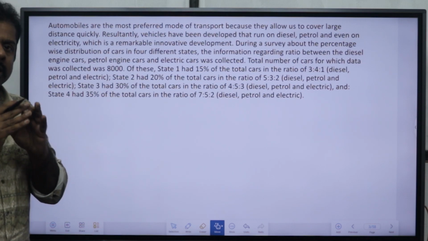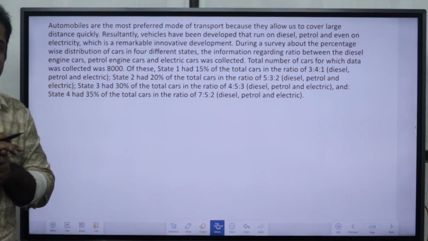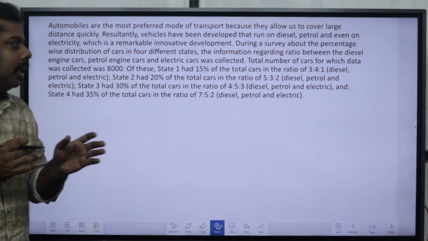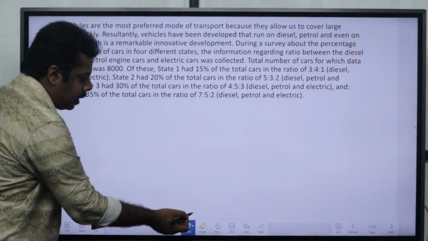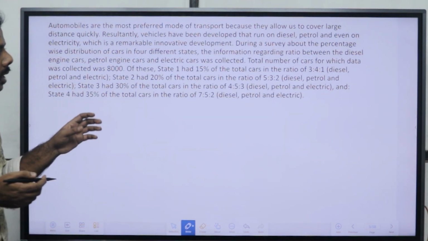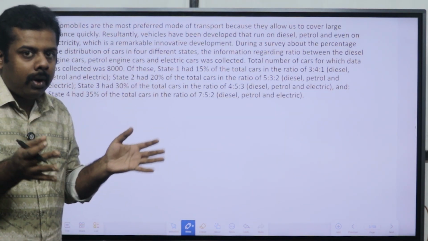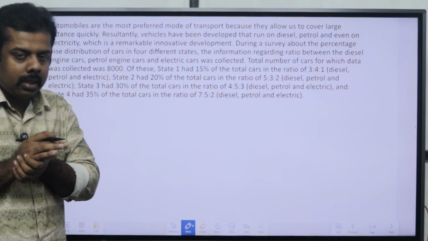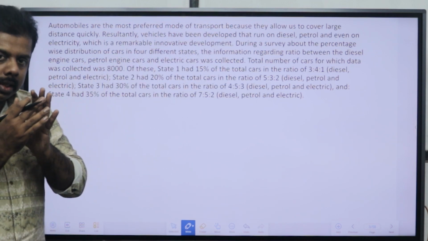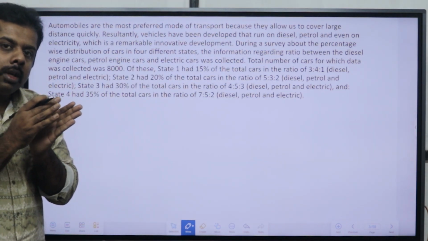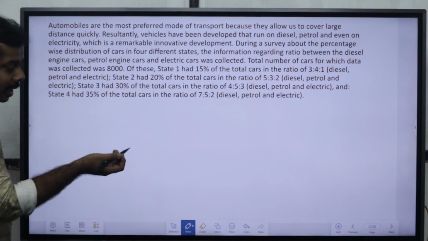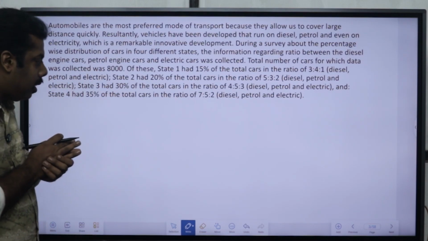Okay, so I think just reading it at the start, you might have got what the data exactly means. Basically, they have given 4 states, as we can see. In those 4 states, they have given the total number of cars in that particular state, and how many are diesel cars, petrol cars, and electric cars, in ratio form. So we have to convert that into value form. Okay, so what we can do, as we said, is draw a table.